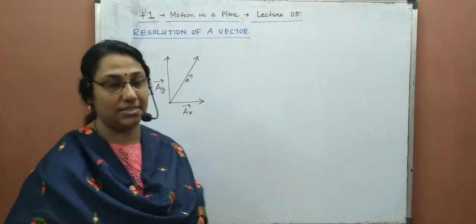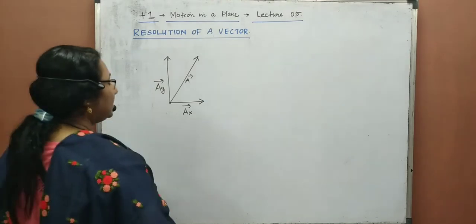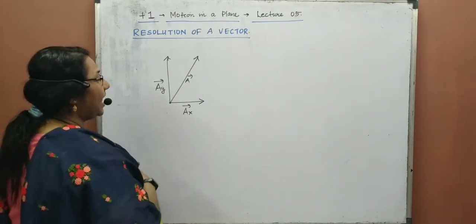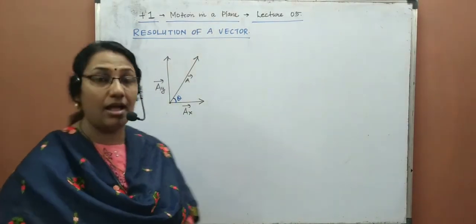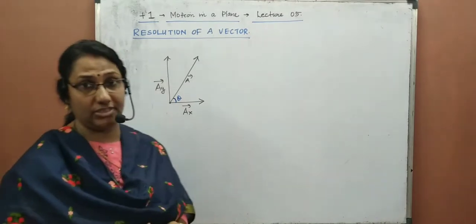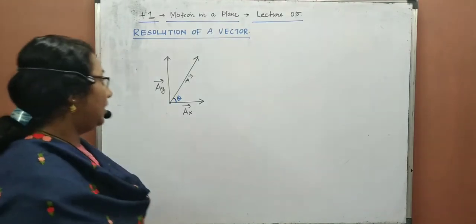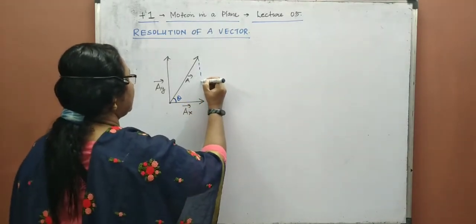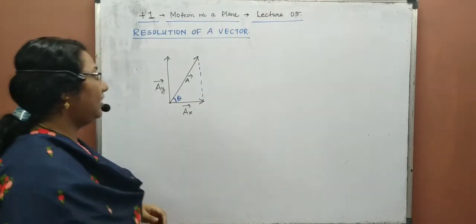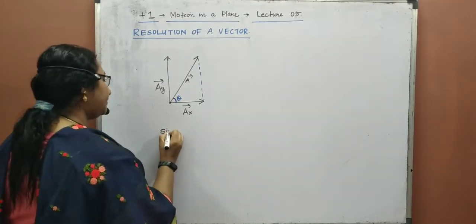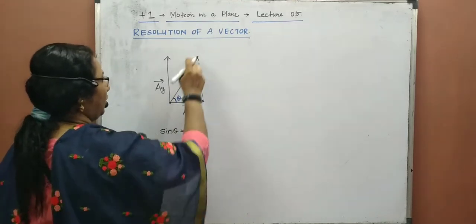Do you understand? Yes. Now, suppose in a question it is given that vector A makes an angle theta with our x-axis. Then, listen. Suppose I am completing this triangle. We have got a right-angled triangle. In that triangle, may I take sine theta? What is sine theta? Sine theta is always opposite side by hypotenuse.